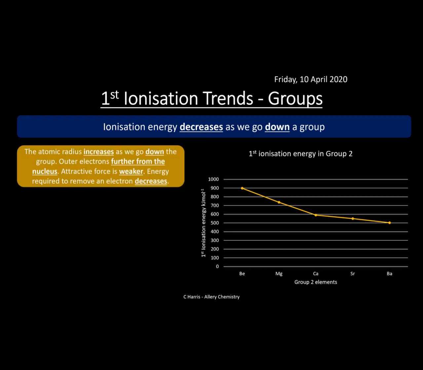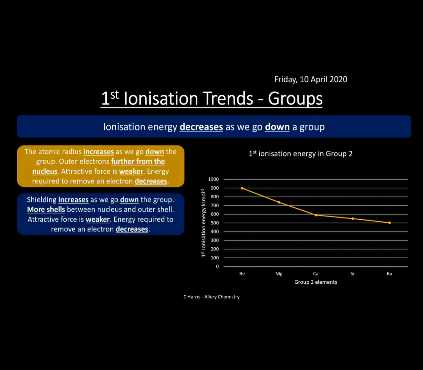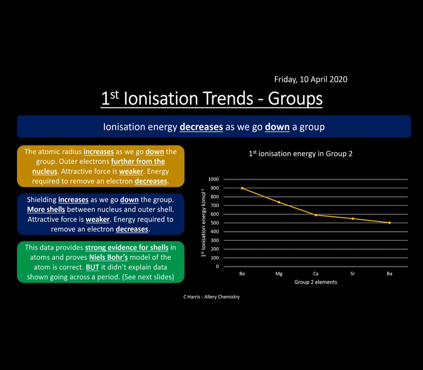So the atomic radius, as we go down a group, the atomic radius increases. So those outer electrons are further away from the nucleus, so therefore the energy required to remove them is going to be lower. Shielding also increases. We've got more shells because we're going down a group. So every time we go down a group, we introduce a new shell, and those shells protect the attractive forces between the outer electron and the nucleus as well.